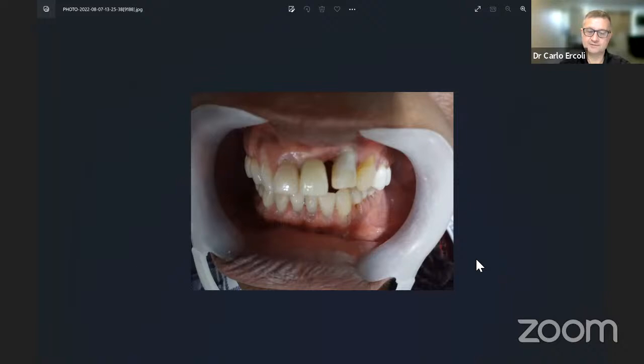And here again, when I look at this mouth, I see recessions and abfraction in a number of areas, including in the mandible. So that tells me that that individual is probably not the easiest individual from a thickness of the soft tissue standpoint and the ability to recreate bone and soft tissue phenotype.